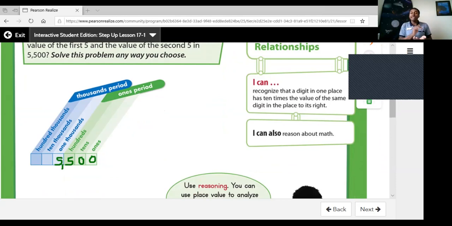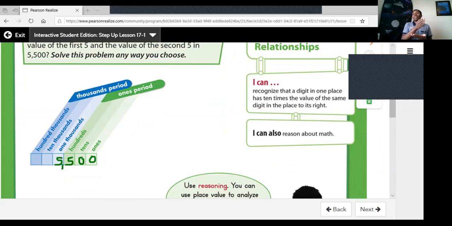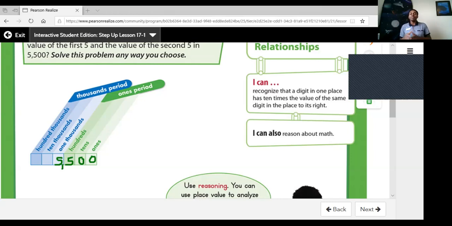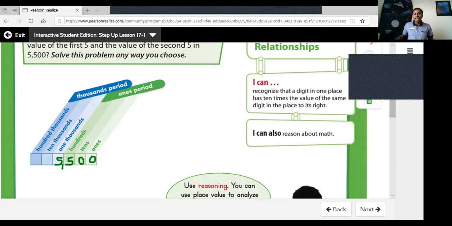Now, if you take a look, the second objective says, I can also reason about math. You're thinking about that place value as you're thinking about the relationship of the 5s, okay? Taking a look at the 5s, you notice that the first 5 is in the 1,000s place, and the 5 directly next to it to the right is in the hundreds place. That tells you that the 5 in the 1,000s place is 10 times greater than the 5 in the hundreds place, okay? And that's the relationship between them. I'm going to flip the page for a deeper understanding, okay?